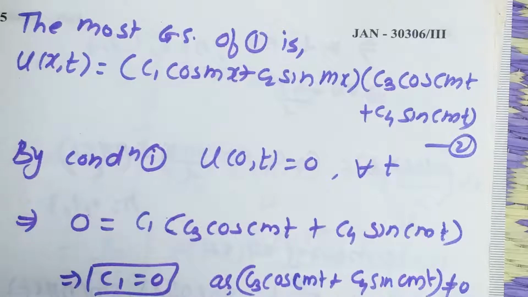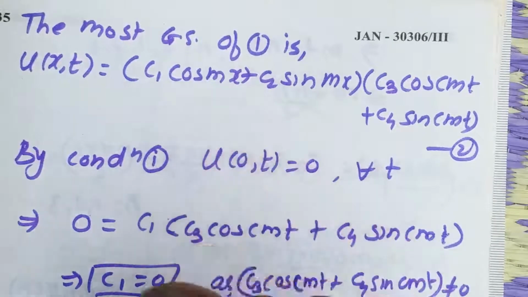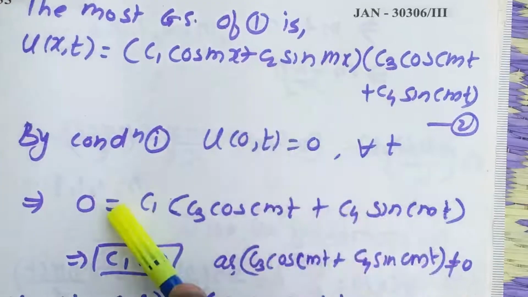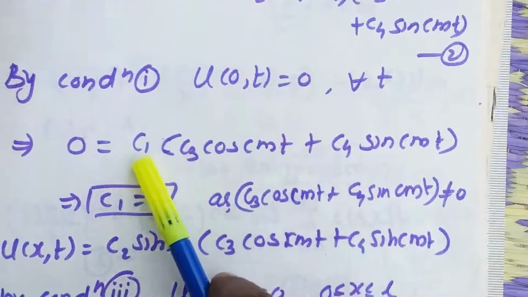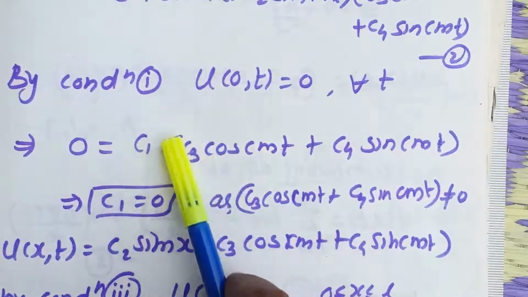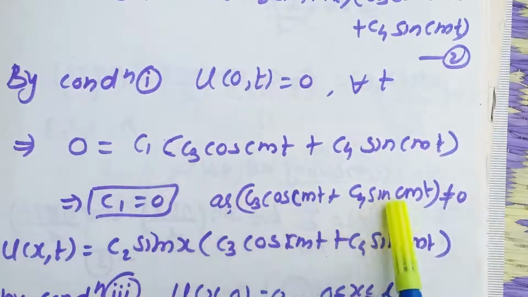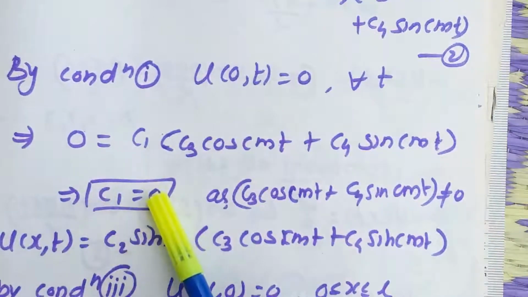Now I am starting to use the conditions. By the first condition, when we put x equal to 0 in this equation and equate it to 0, we get this form. x equal to 0 means cos becomes 1 and sin becomes 0, so we get c1 into this bracket. This bracket doesn't contain any x. Now we have a multiplication of two things equal to 0, c1 into this bracket. This is 0 when one of them is 0, but this bracket cannot be 0 because it is part of the solution, hence it implies c1 is 0.